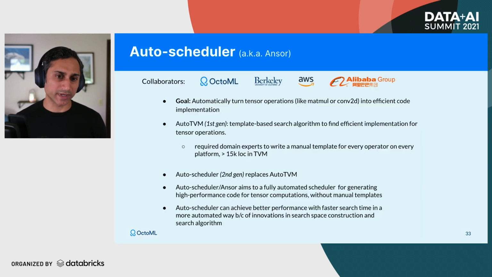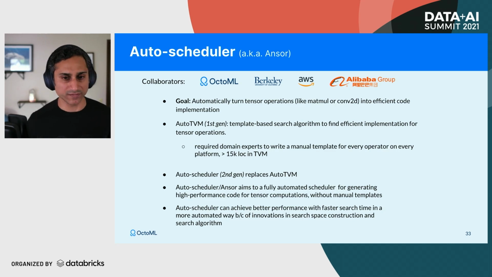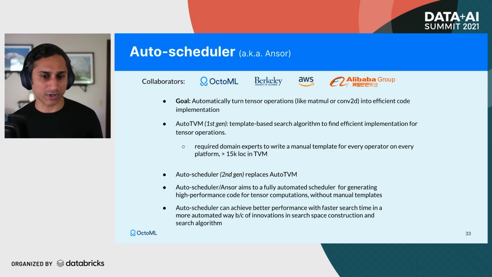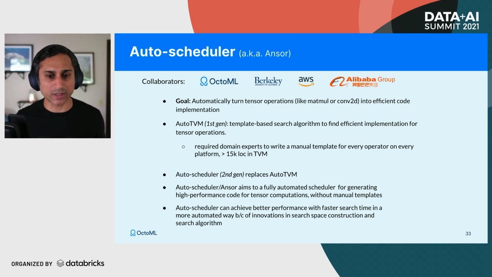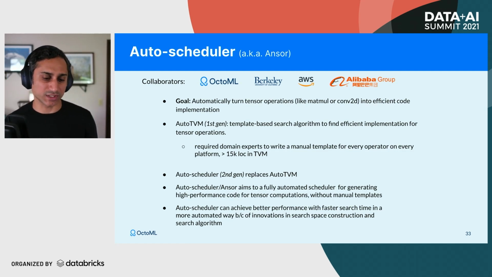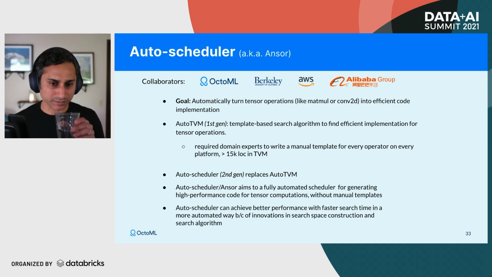Next, I want to talk to you about the autoscheduler in TVM, which was the codename project Ansor. This is a collaboration between OctoML, UC Berkeley, Amazon Web Services, and Alibaba. The goal here is to automatically turn tensor operations like matrix multiply or convolution 2D into efficient code implementations for target hardware.